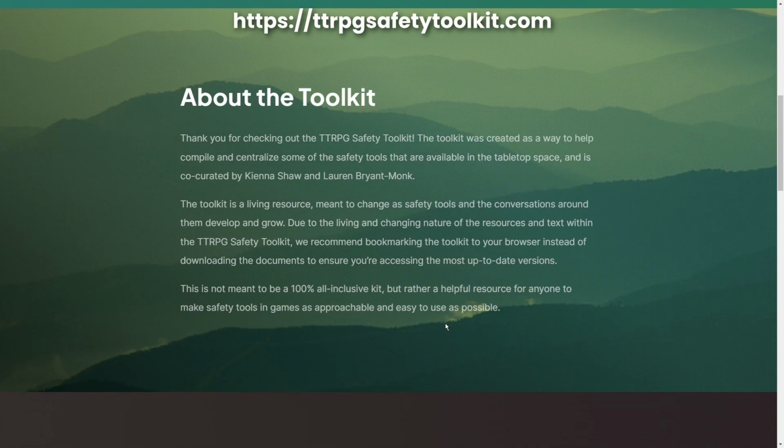So about the toolkit, once again, it tells you what the toolkit is and how it is a living resource. It is always being added to. You don't have to use everything. You don't have to use anything. If safety toolkits aren't something that you want to do at your table, well, then you have the option to do that, and that's an opinion. But I do prefer that it is discussed usually at the beginning of a campaign, when people are just sitting down and getting used to everybody, what their limits might be.